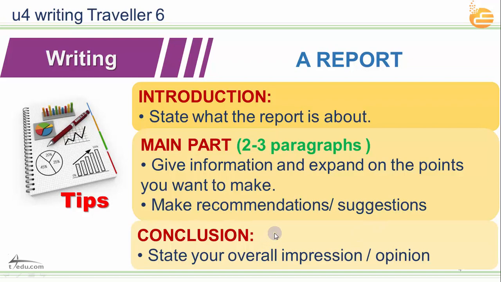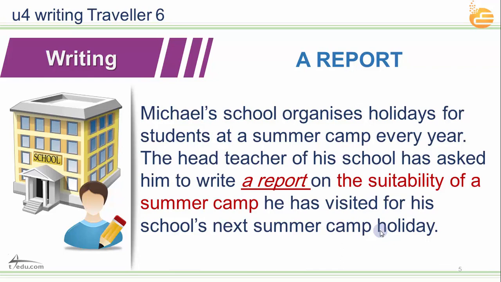Finally, the conclusion is when we sum up things and give, most of the time, our opinion if we're writing about something controversial. For the report, you state your overall impression or opinion about the report you're writing about. Soon we'll have a rough report, or a draft report, or an example of a report written about some school. Now we're going to read about Michael's school, which does some kind of summer camps.